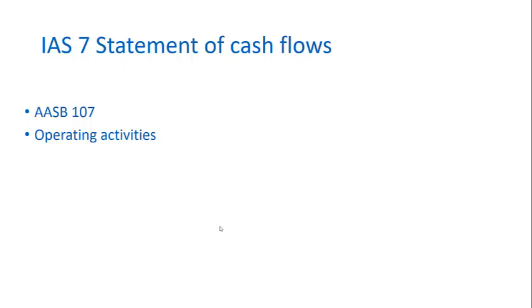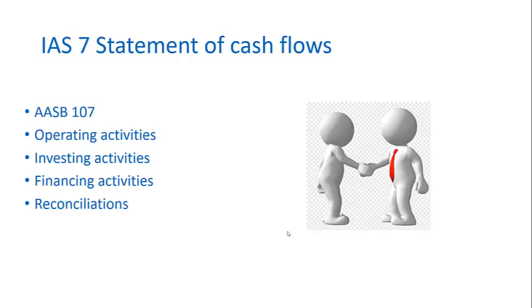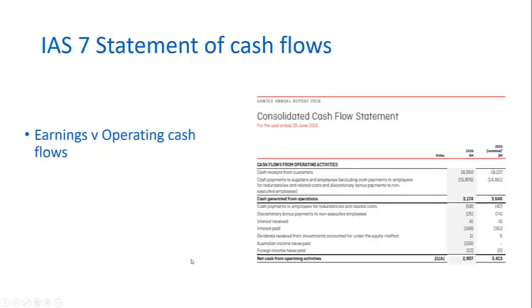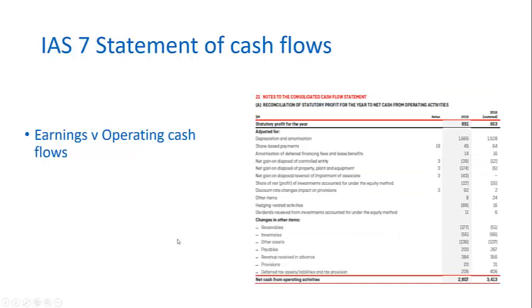It requires the presentation of cash flows classified on the basis of operating activities, investing activities and financing activities, and perhaps most importantly, the reconciliations, which are probably what I want to emphasise here. First of all, if we look at the statement of cash flows, you can see that it will present cash flows calculated using either the direct or the indirect method. The direct method we can see on the slide here, and we can also see the indirect method.